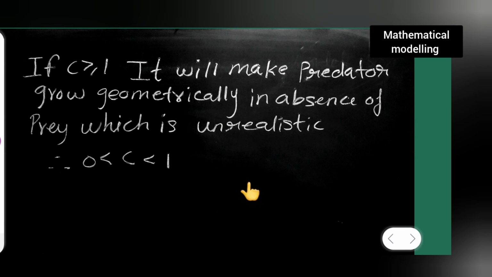Okay. The last part is what? If c is greater than or equal to 1, it will make the predator grow geometrically in the absence of prey, which is unrealistic. Therefore, what I can say is c lies between 0 and 1. Okay, c lies between 0 and 1.